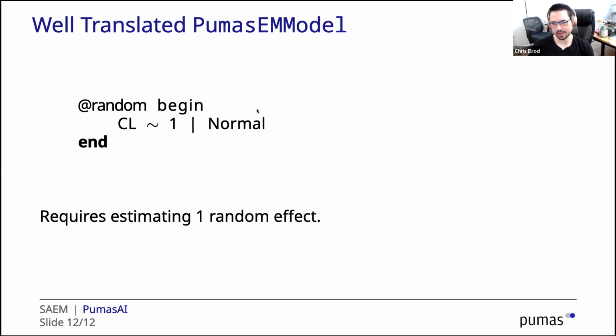So the correct way to specify that in the Pumas EM model is just to say CL1 normal. Oh, sorry, this should have been log normal. That was my mistake. With log normal, that would have been equivalent here, or we can say log CL and then exponentiate it down here, but I would just do log normal.